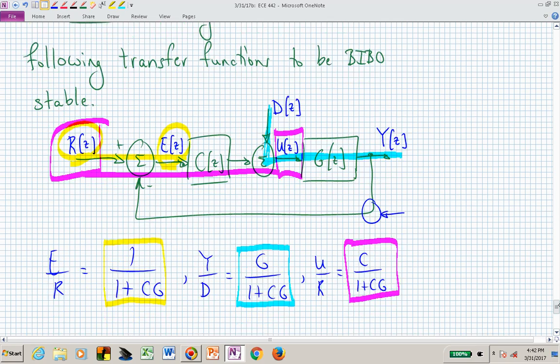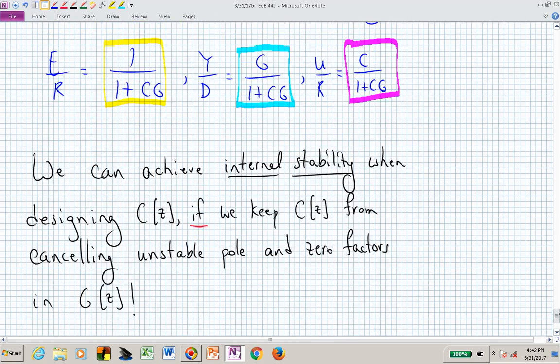We can make those three transfer functions stable, or we can achieve internal stability, if we make sure that when we're designing our controller C of Z, and C of Z appears in these transfer functions, as long as we keep C of Z from canceling unstable poles and zeros in our plant G of Z, then we will be able to maintain internal stability. So we have to make sure and guarantee that C of Z is not canceling, in the discrete time setting, poles and zeros that lie outside the unit circle.